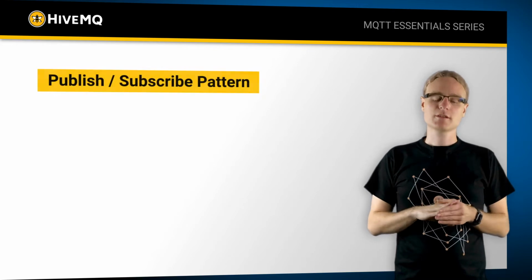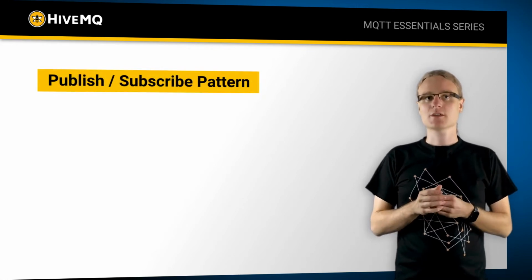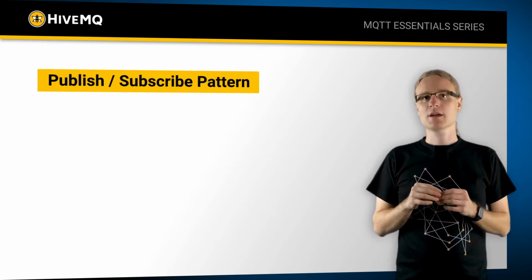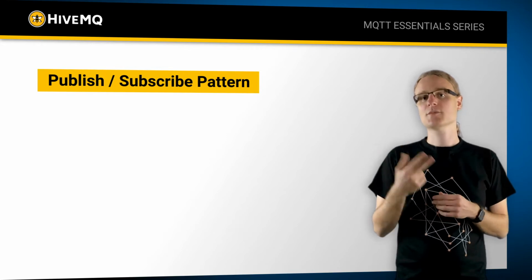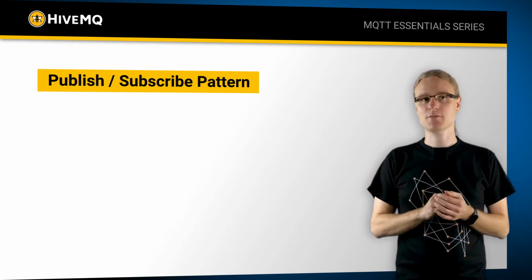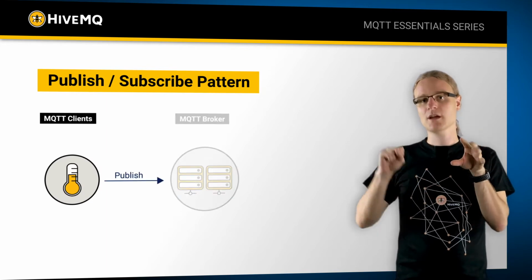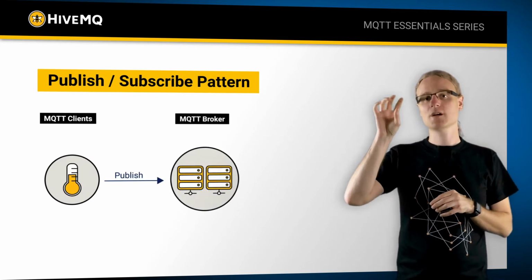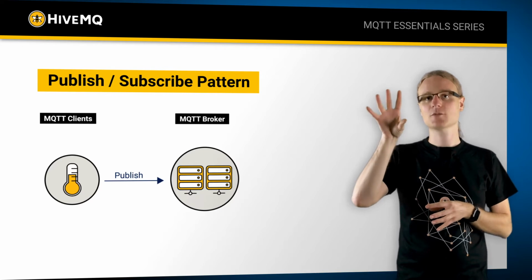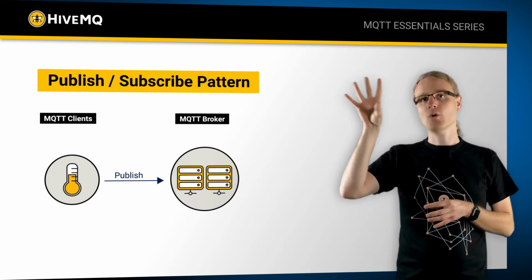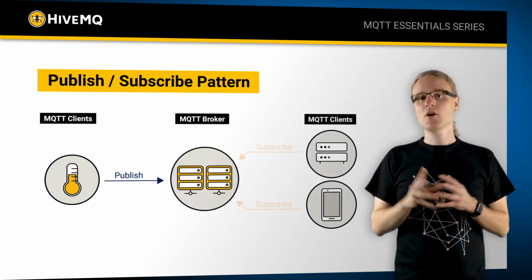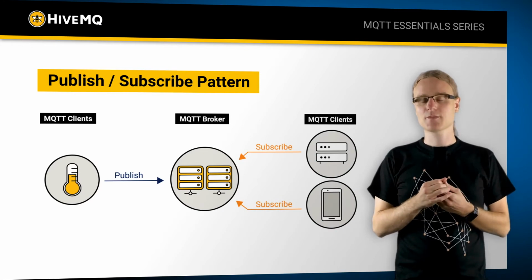With MQTT, there's a different choice. There is a publish-subscribe pattern, and there are at least three participants in a publish-subscribe pattern. You have a client, which is publishing data. You have a broker, who is the heart and the center of each communication. And you have one or more subscribers who are subscribing to data.